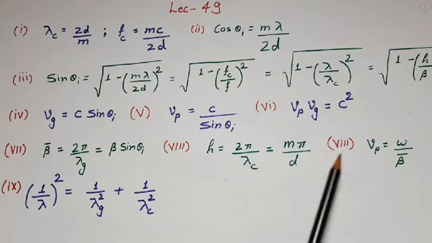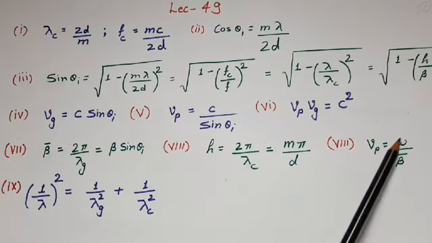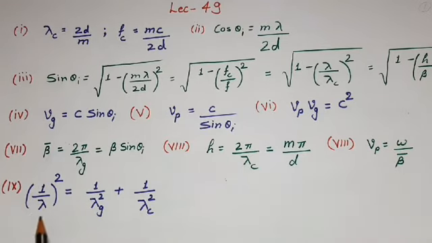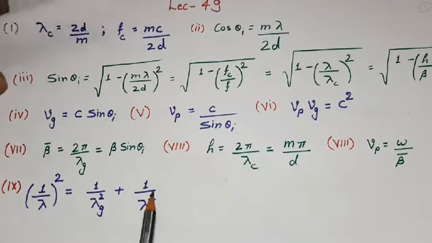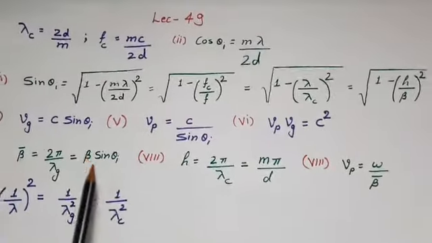Then we have expression for phase velocity in terms of beta bar, where vp is equal to omega upon beta bar. After that we have a relation between operating wavelength, guided wavelength and cutoff wavelength, which is given by 1 upon lambda whole square is equal to 1 upon lambda g whole square plus 1 upon lambda c whole square. So these are some expressions which we have already learned in previous lectures in detail.